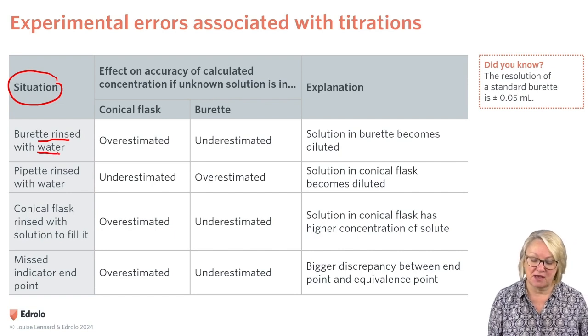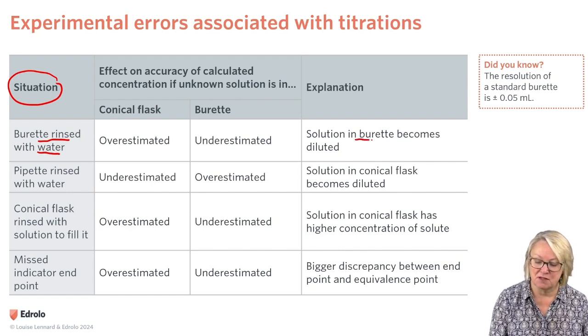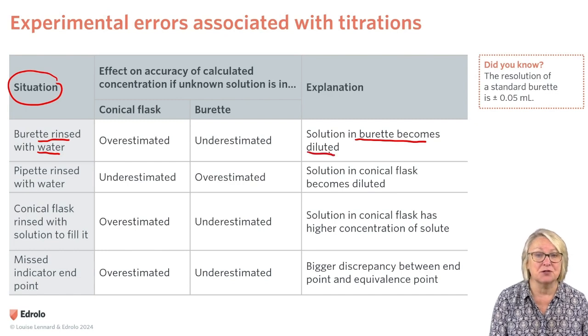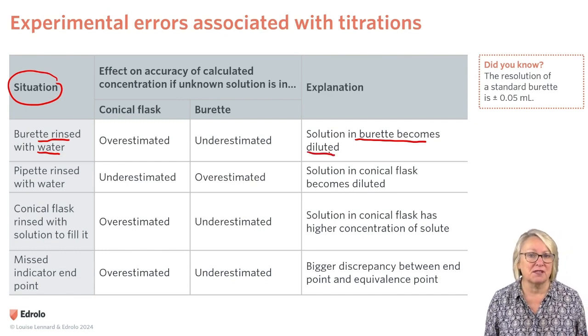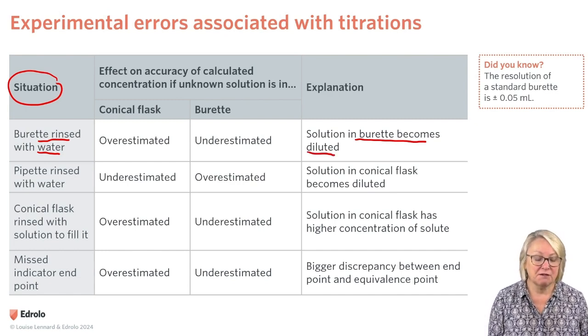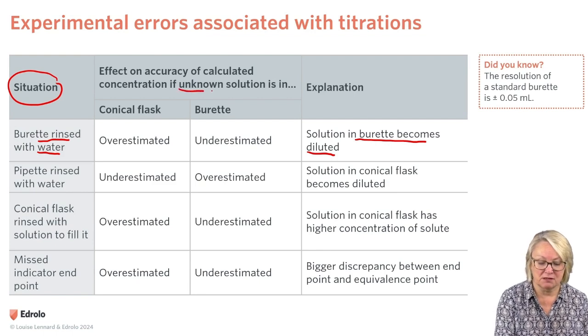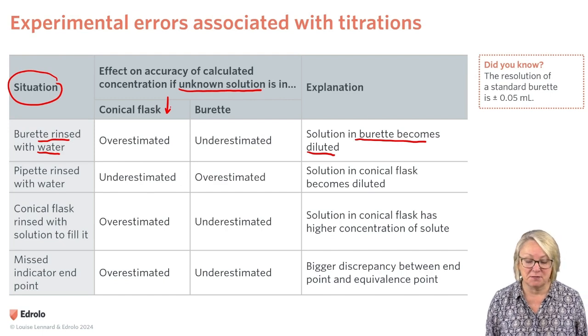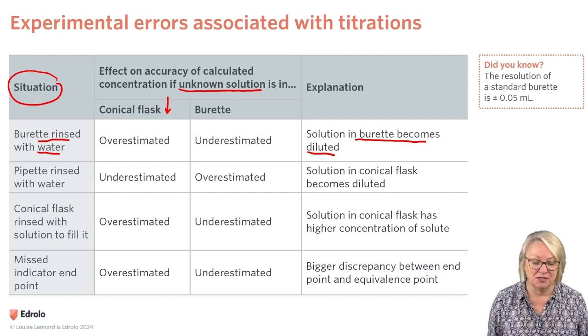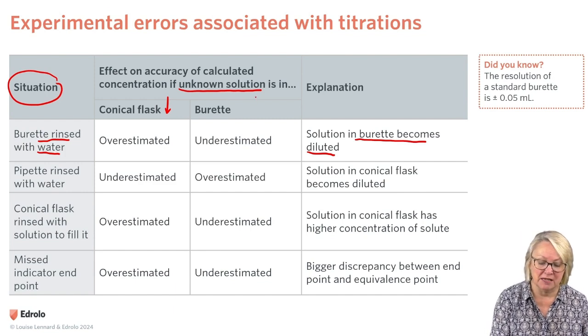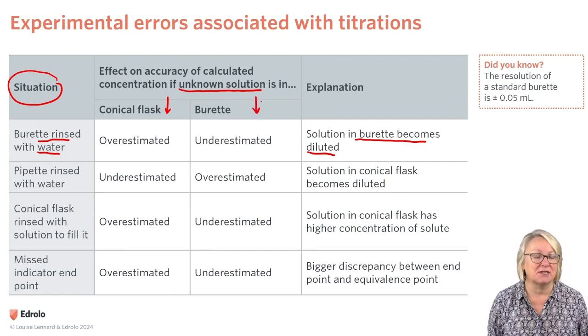And the effect that would have is that the solution in the burette becomes diluted because of the water drops that have remained. If the unknown solution is in the conical flask, this will lead to an overestimate of the concentration. Or if the unknown solution is in the burette, it will lead to an underestimation of the concentration.